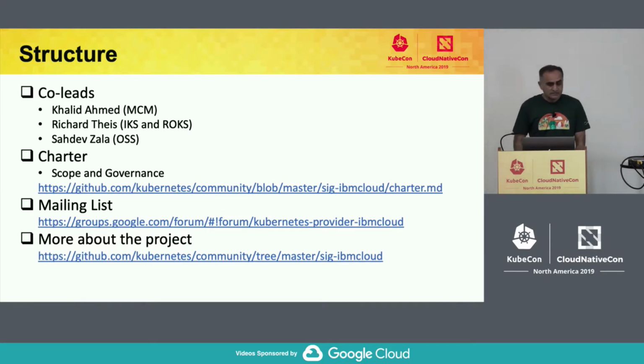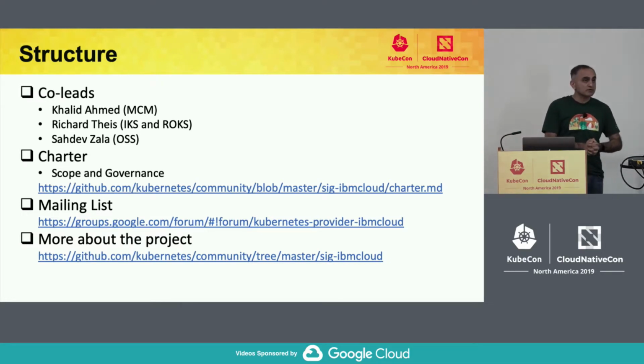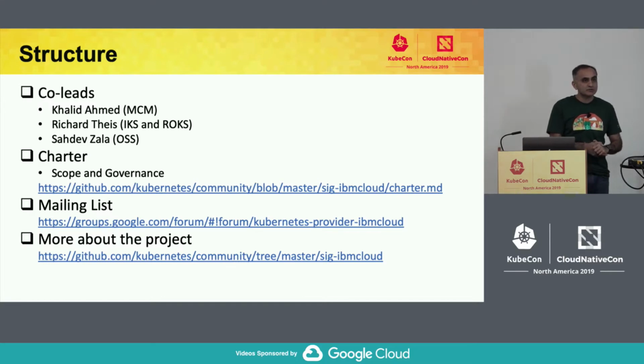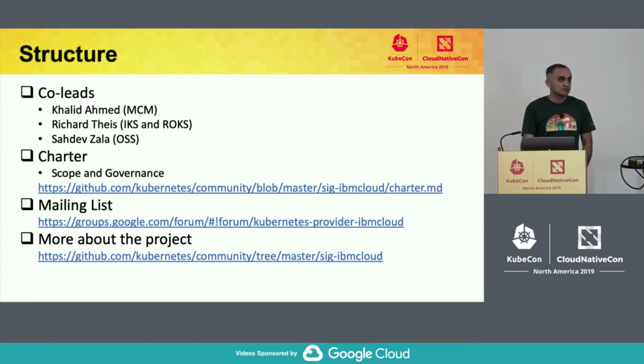We have a mailing list, which is now called Kubernetes Provider IBM Cloud. We have made updates as much as possible in different areas. Everything is updated with the change in the structure, SIG versus sub-project. So that has been done. And then you can find more about this project on the GitHub community repo, where we have a good README.